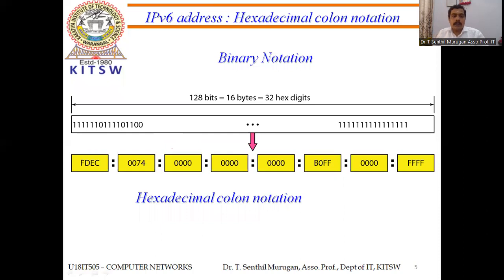Consider that 128 bits are there, combinations of zeros and ones. These 128 bits will be converted into 16 bytes. In IPv4 we have 4 blocks, each block has 8 bits, so 4 into 8, 32 bits in total. In IPv6, we consider 16 bytes, which is 128 divided by 8, so 16.